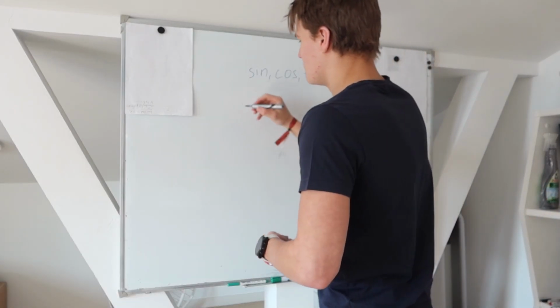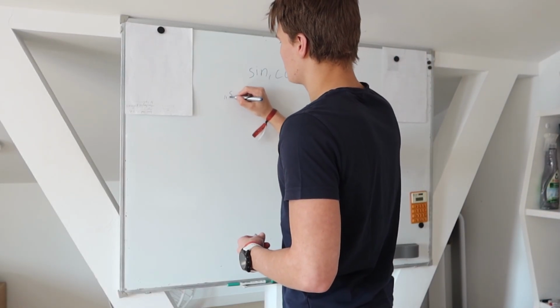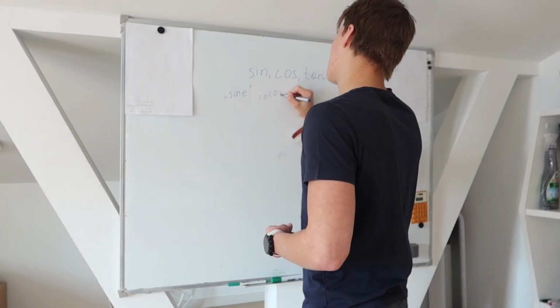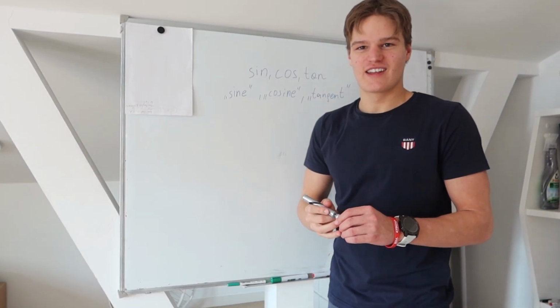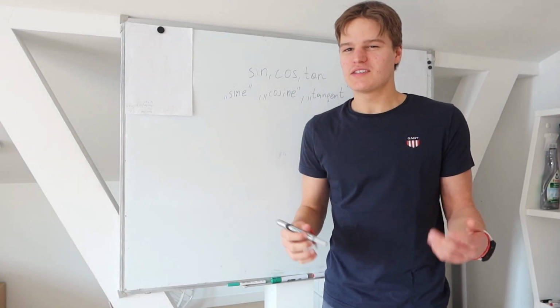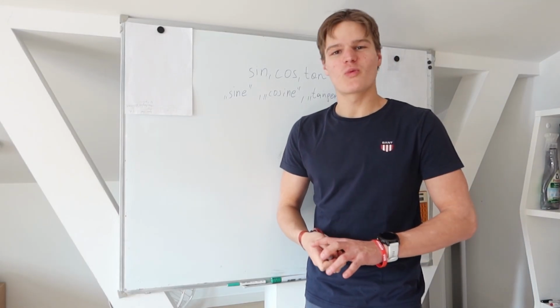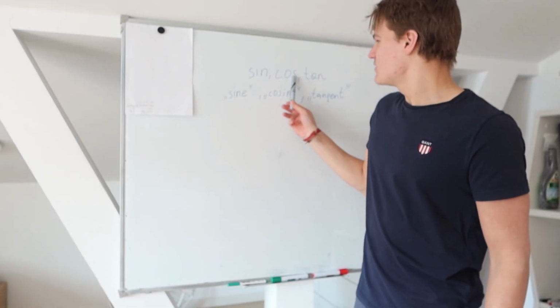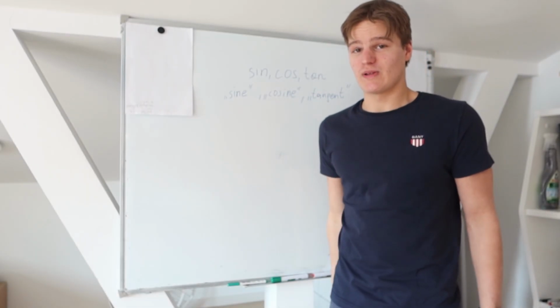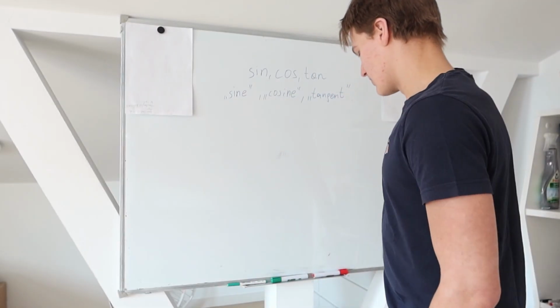So how do you spell this? I'm just gonna write this. You say sine with an E, then you say cosine, and then you say tangent. Okay, so these are the three names, and the question is, where did this come from? How did we figure out that these three functions even exist, and how can we apply them, of course? So let's have a look.